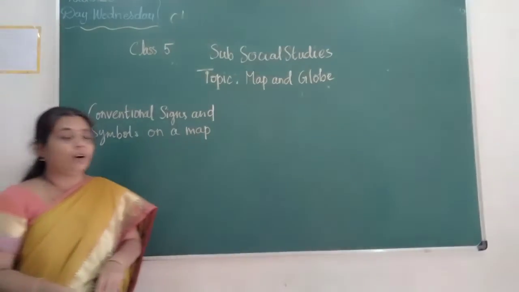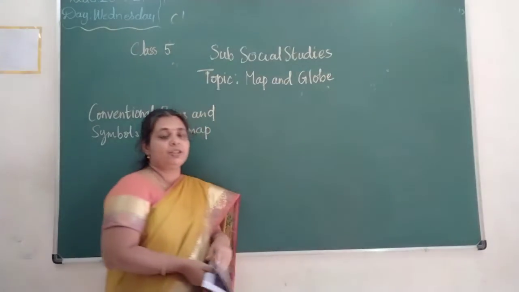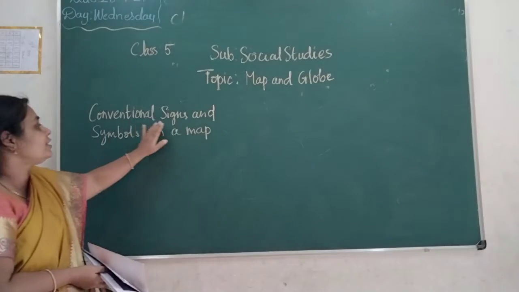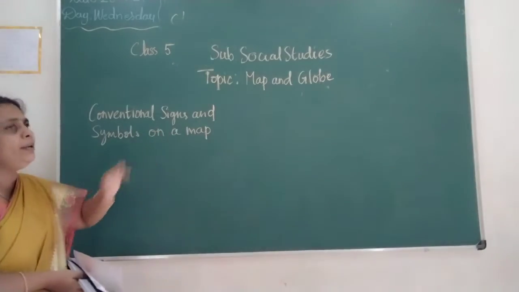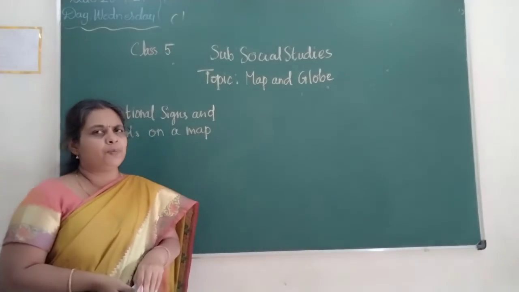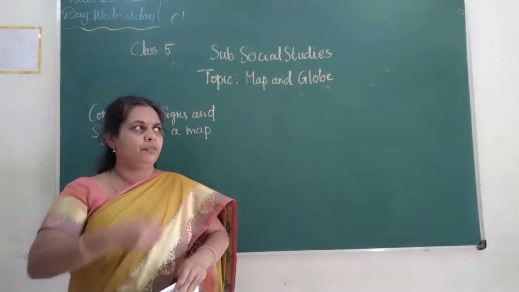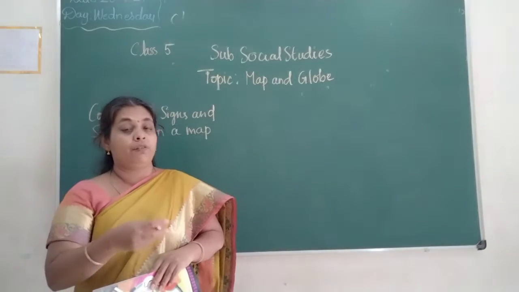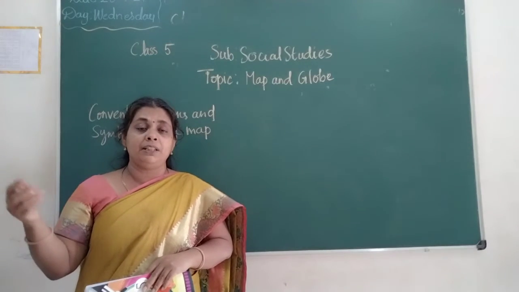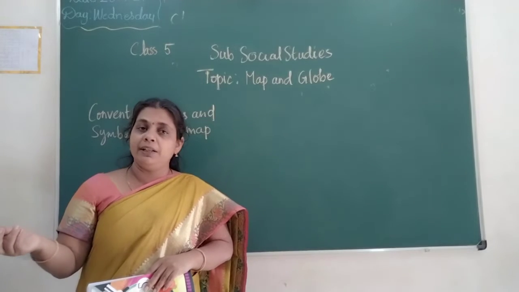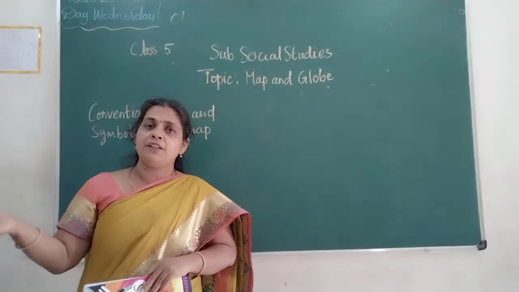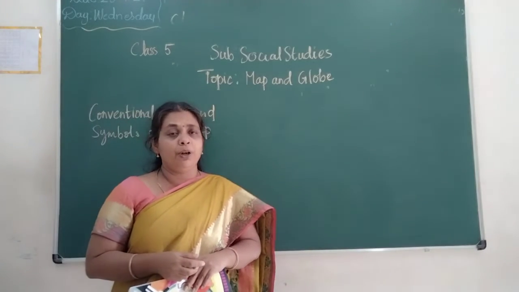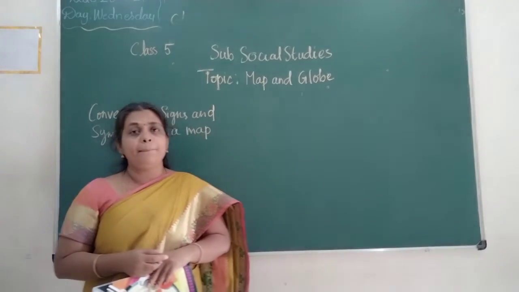So continuing with the topic of map and globe, children, in today's class we are going to see about the conventional signs and symbols on a map. See children, you could have observed so many things when you go out, like a railway station, airport, post office, bank, temple, church, big buildings, any landmark or a supermarket. Like that. So how do you show that on a map, children?